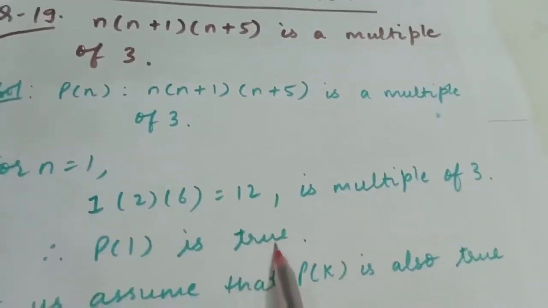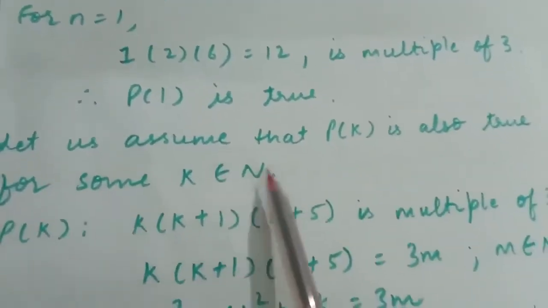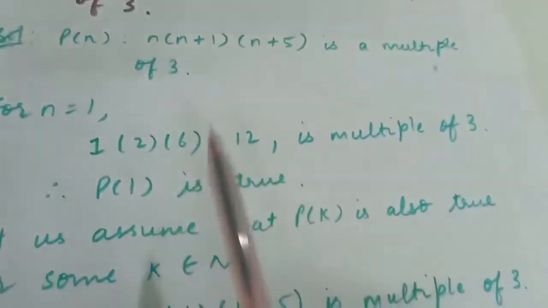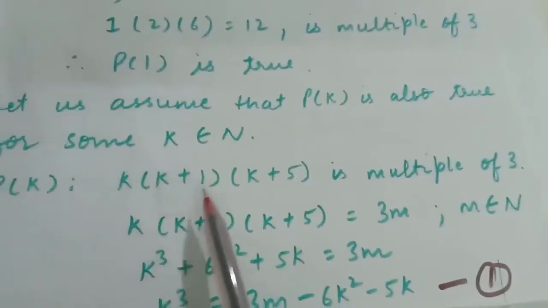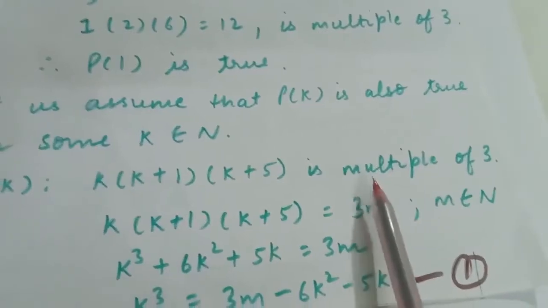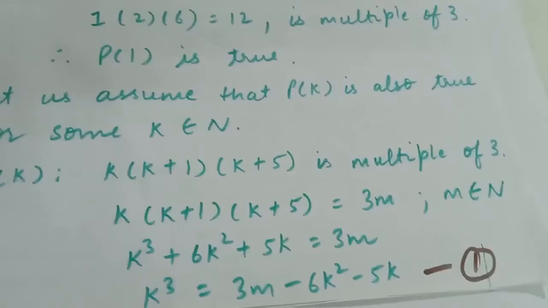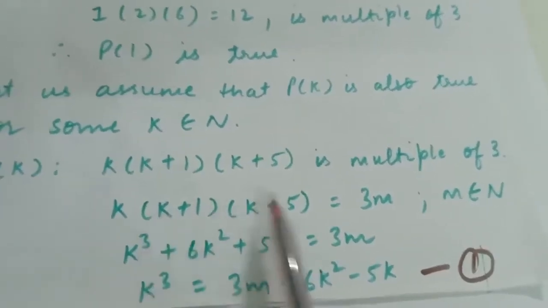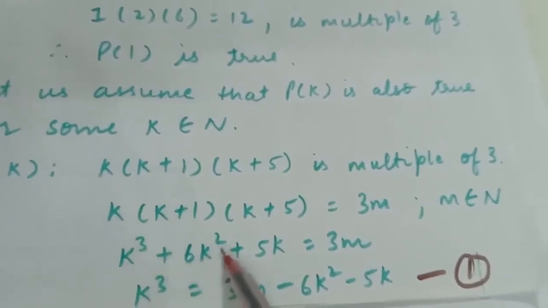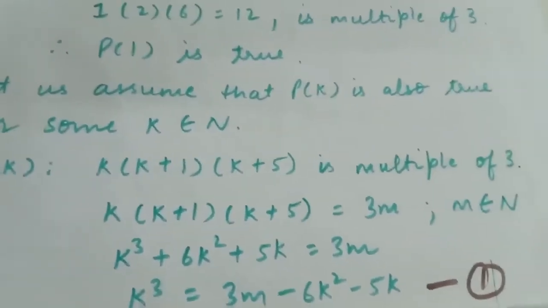Therefore, P1 is true. Now we will assume that Pk is also true for some k belonging to the natural numbers. In place of n just put k. So Pk is: k into k plus 1 into k plus 5 is a multiple of 3. As it is a multiple of 3, this term is equal to 3m, where m belongs to the natural numbers. Now multiplying these three terms, we get k cube plus 6k square plus 5k equal to 3m.